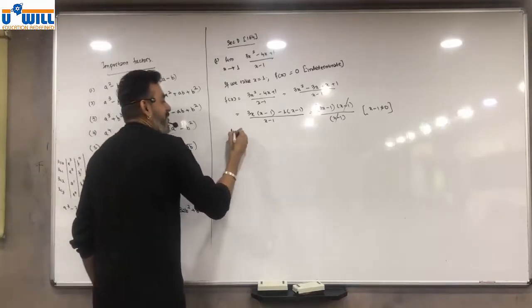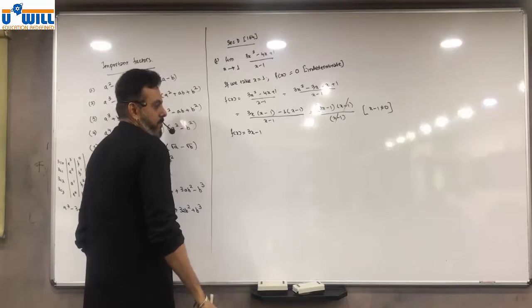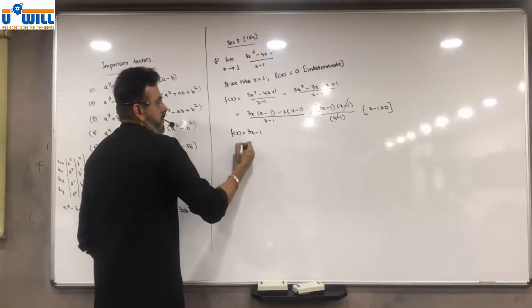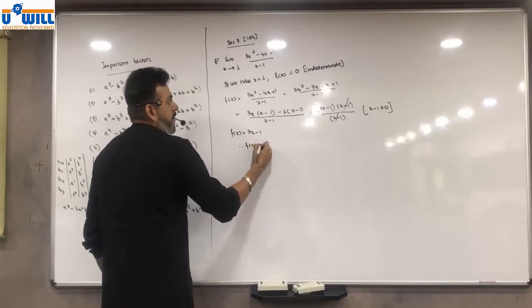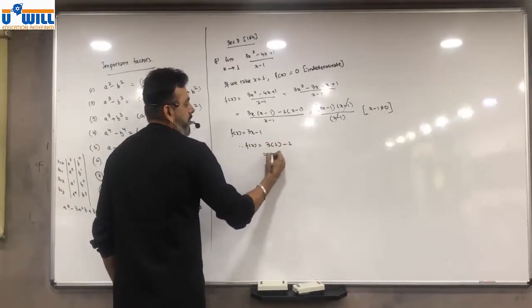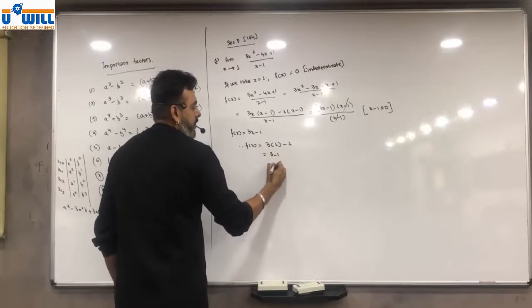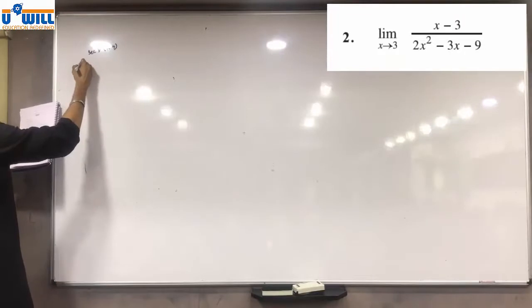Now, f of x is equal to 3x minus 1. So therefore, f of x is equal to 3 into 1 minus 1 is equal to 3 minus 1, which is equal to 2. Answer. Question 2.